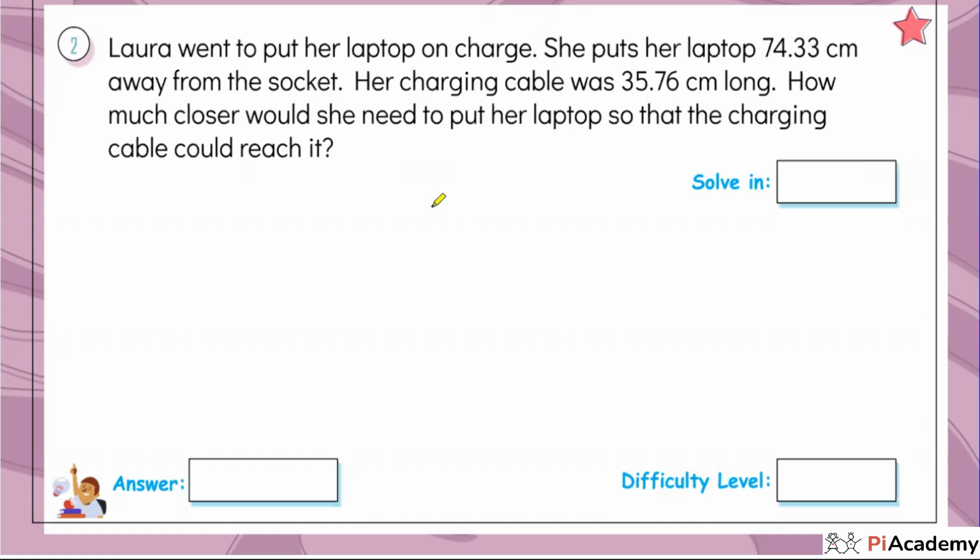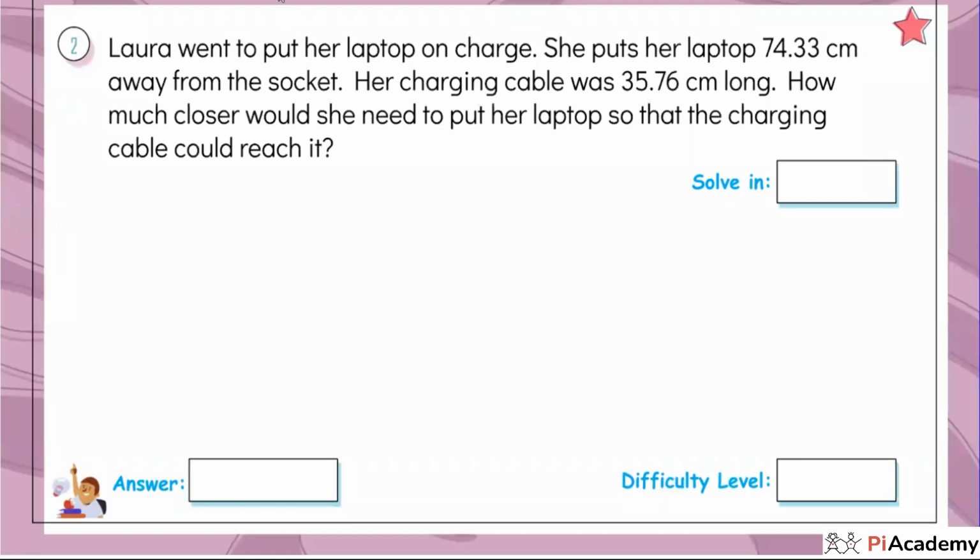Laura went to put her laptop on charge. She puts her laptop 74.33 centimeters away from the socket. Her charging cable was 35.76 centimeters long. How much closer would she need to put her laptop so that the charging cable should reach it?